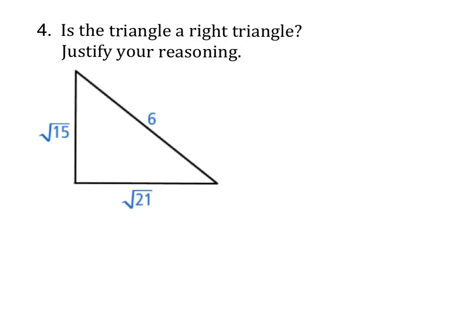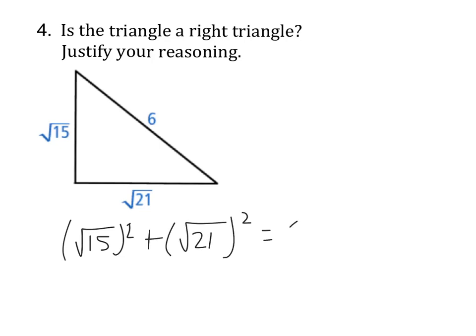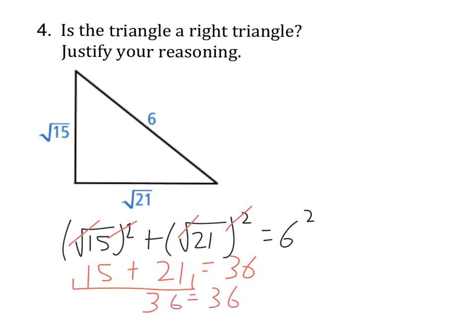Look at what happens here when I plug this into the Pythagorean theorem. Square root of 15 squared plus the square root of 21 squared equals 6 squared. Well, guess what, folks? When I square a square root, they cancel each other out. So the square of the square root of 15 cancels out, you just get 15. When you square the square root of 21, these cancel out, you get 21, and 6 squared is 36. 15 plus 21 is 36. So 36 equals 36. That's true. Yes, it is a right triangle.